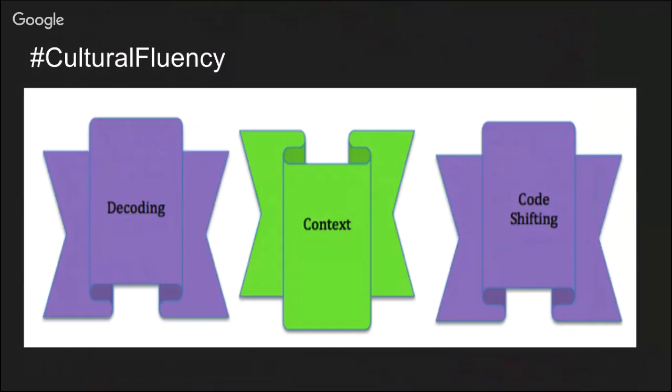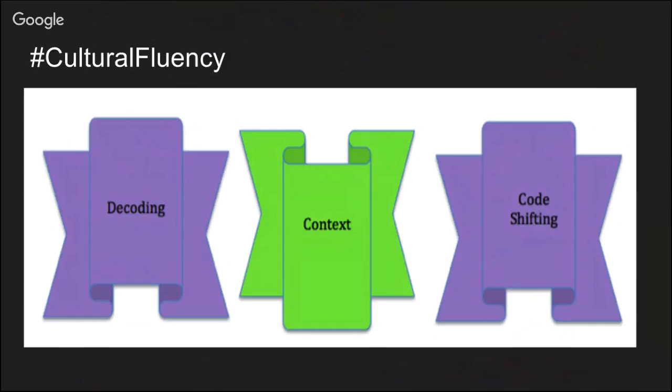The third piece is that you need to be able to code shift, and that's code shifting without co-opting. So I don't need to speak like my students in an Ebonic vernacular in order to be understood, but I need to understand some of the shifts of speaking, of eye contact, of gesture, of cadence of conversation, and what that means in different communities so that I am able to be understood.